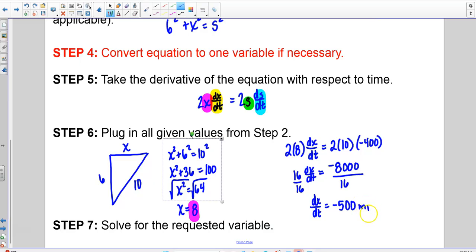That'll be miles per hour. But, exactly, because they asked us for speed, we will get 500 miles per hour. If they wanted velocity, we'd have a negative there.